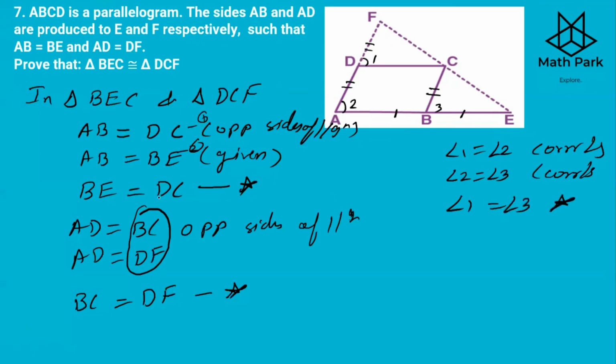Okay. So you have BE is equal to DC, you have BC is equal to DF, and you have angle 1 is equal to angle 3. So therefore, you get triangle BEC is congruent to triangle DCF by SAS. Got it? How SAS? This side, this angle, and then this side. Again, this side, this angle, and this side. By SAS, the triangles are congruent. Hence, proved.